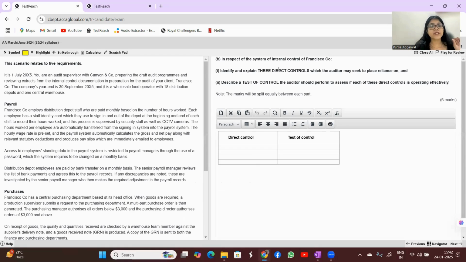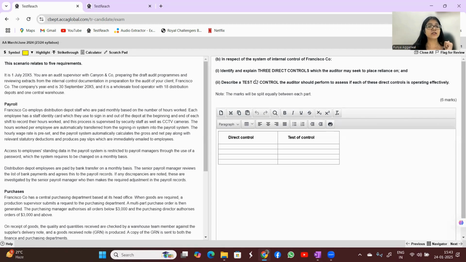In respect to the system of internal controls of F company, identify and explain 3 direct controls. So direct controls is like a positive thing that the company does. Control, CCTV camera. Remember it with that. Controls means I have put a CCTV camera. So a positive thing that the company is doing in order to mitigate the risk, right? Which the auditor may seek to place reliance on. Okay, that's the first part.